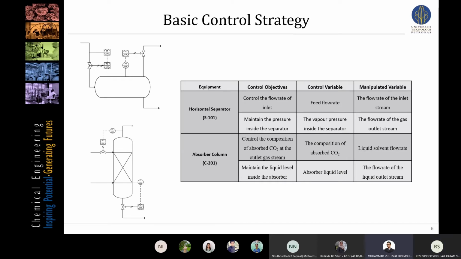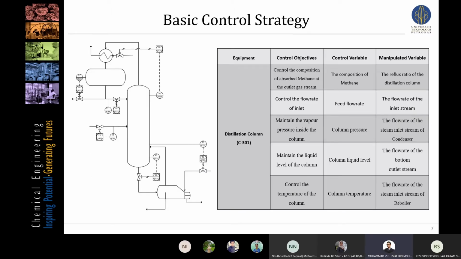For the horizontal separator, we control the flow rate of the inlet gas by manipulating the flow rate of the inlet stream. We also maintain the pressure inside the separator by manipulating the flow rate of the gas outlet stream. For the absorber column, we control the composition of absorbed CO2 at the outlet gas stream by manipulating the liquid solvent flow rate. We also maintain the liquid level inside the absorber by manipulating the flow rate of the liquid outlet stream.